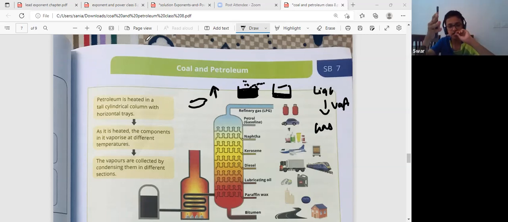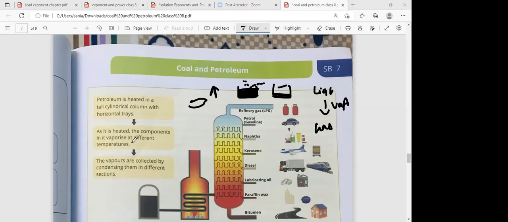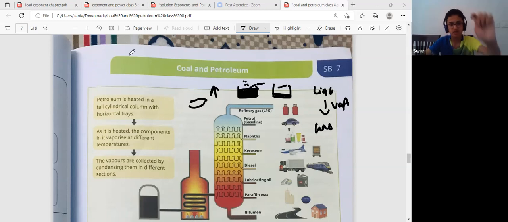These processes are in a line, or they are done differently? Line by line. First, second, and third. First, you will heat, then only vaporization will take place, right? And after that, the vapor is collected. Yes, first, second, like that.